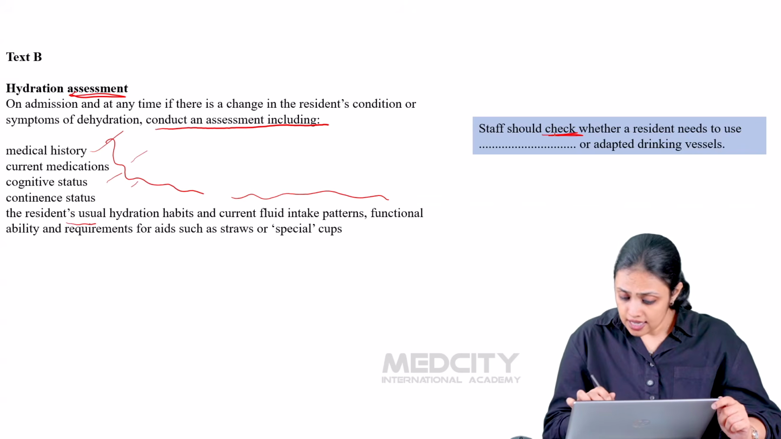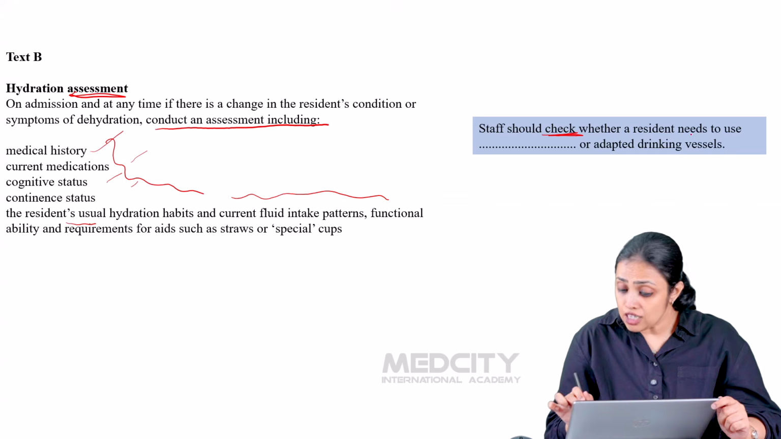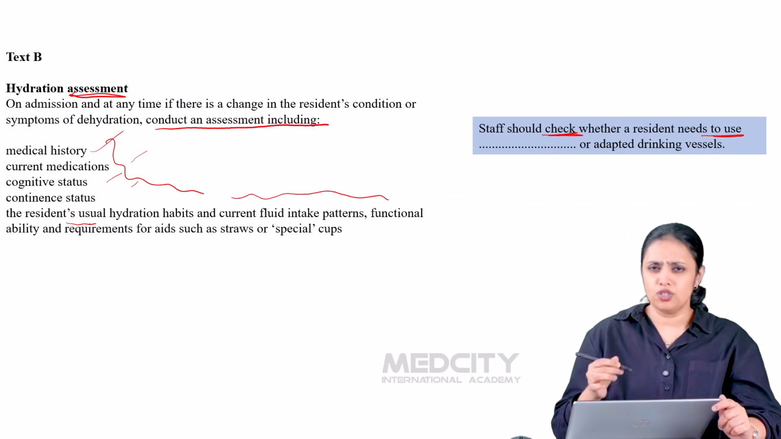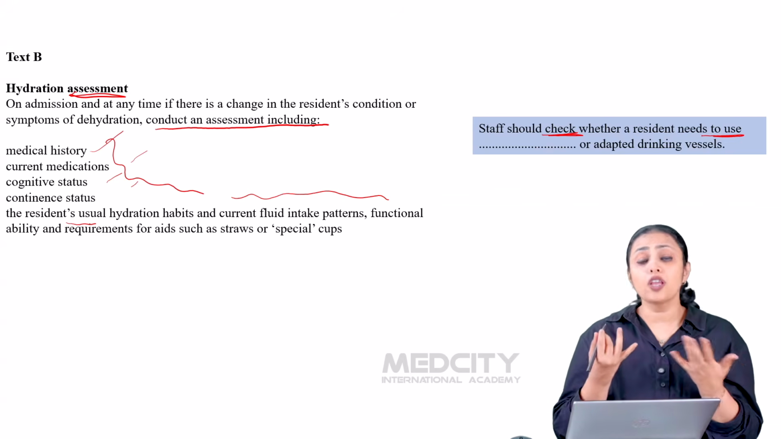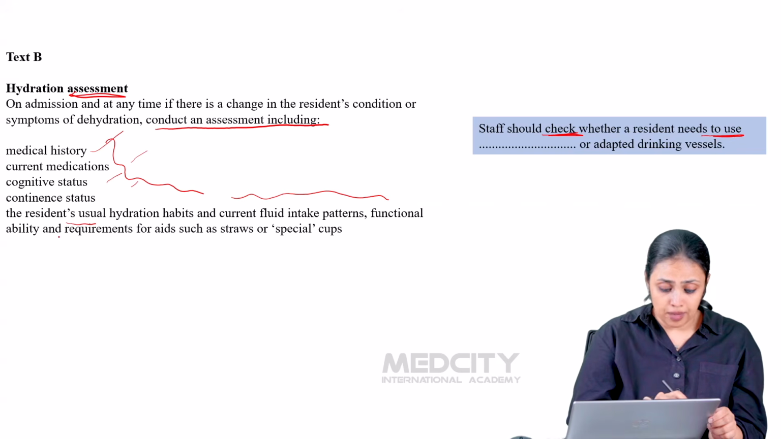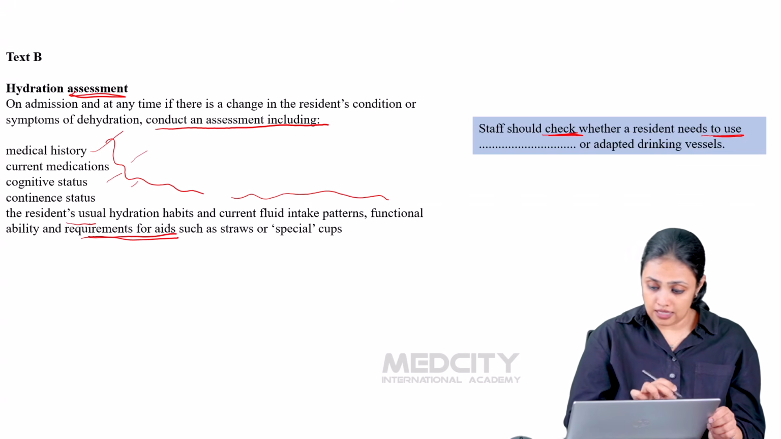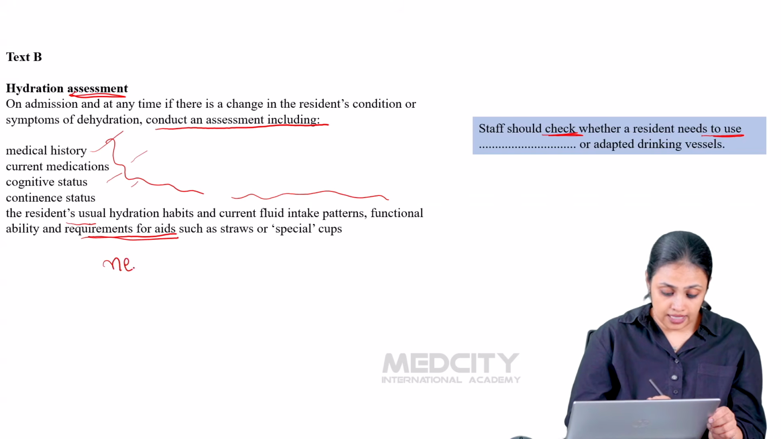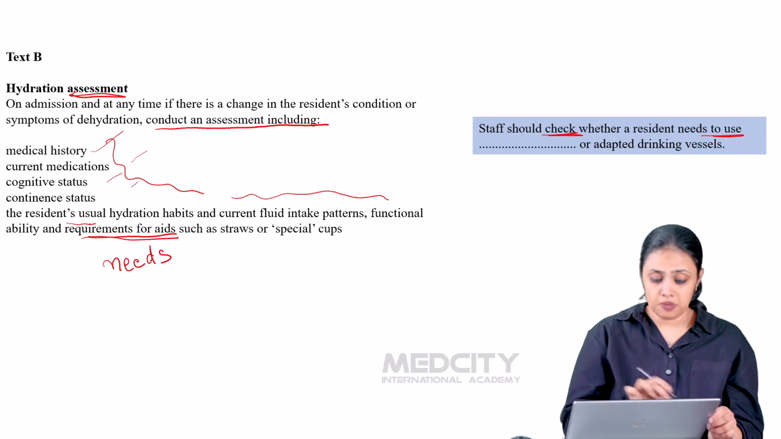Now here it says staff should check whether a resident needs to use. So they are focusing on some kind of requirement of the resident. Here you can see functional ability and requirements for aids. So requirement is nothing but needs. Okay, so it has been paraphrased.